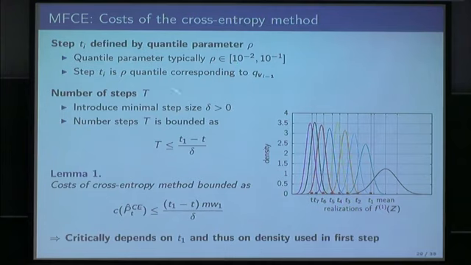And then we can say that the number of steps that we need to find these biasing densities, this has been done, introduces a minimal step size delta t, and then this T can be bounded as T minus 1, as (t1 minus t) over delta t. So T is the total number of steps that the CE iteration has to take, and this is a very naive and simple bound for this. The thing that we want to point out is that the costs of this estimator depend on the difference of this t1, the one that we start with, and the t that we are actually interested in.